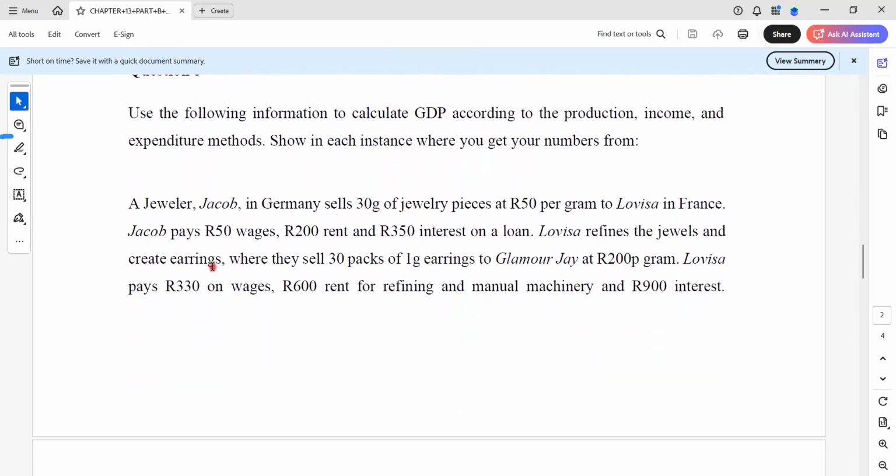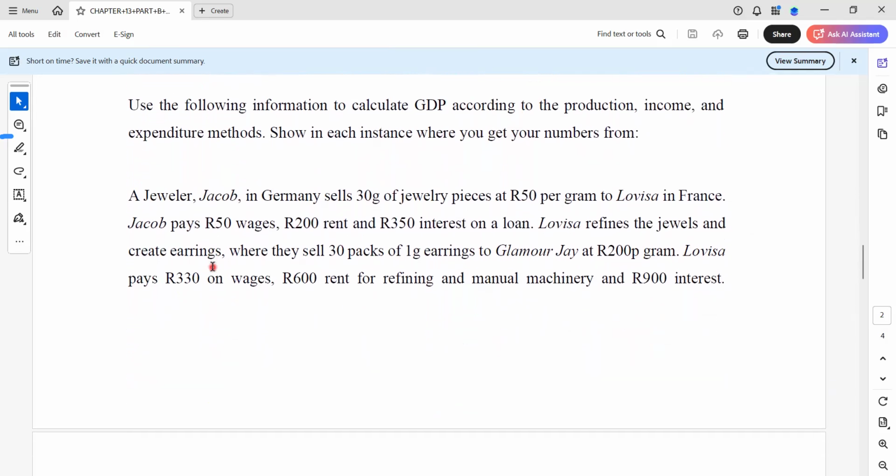The next one is saying to use the following information to calculate GDP according to the production, income, and expenditure methods. Show in each instance where you get your numbers from. A jeweler, Jacob in Germany, sells 30 grams of jewelry pieces at 50 rand per gram to Lovisa in France. Jacob pays 50 rand wages, 200 rand, and 350 interest on loan.